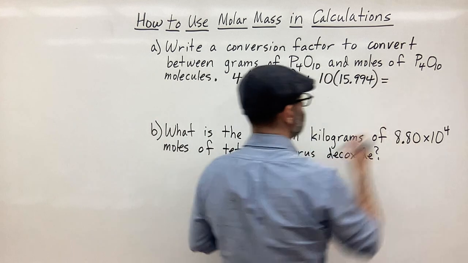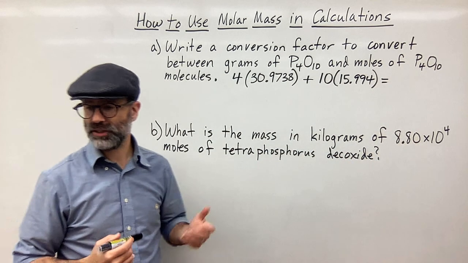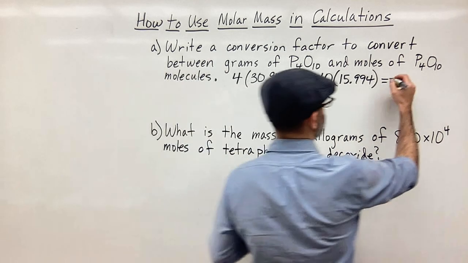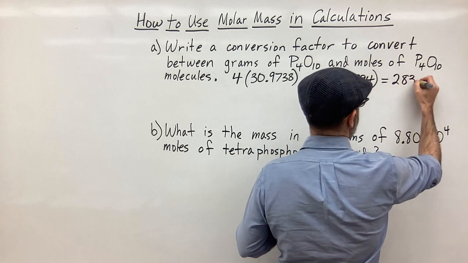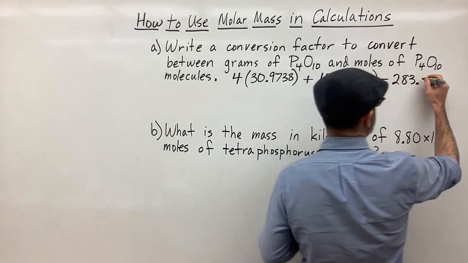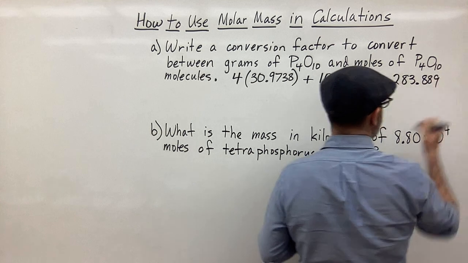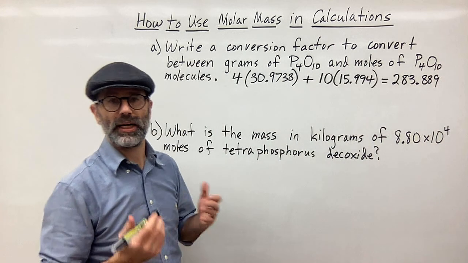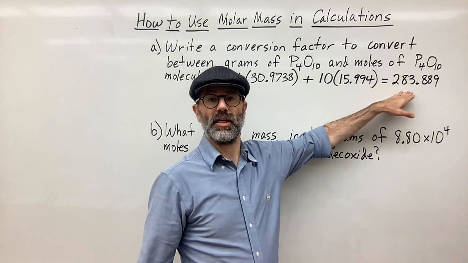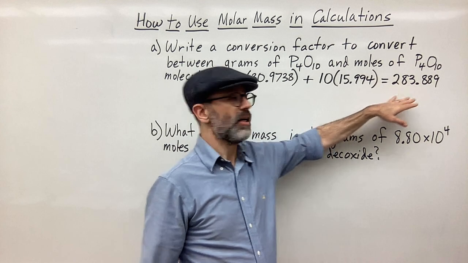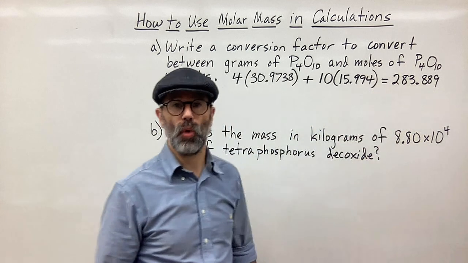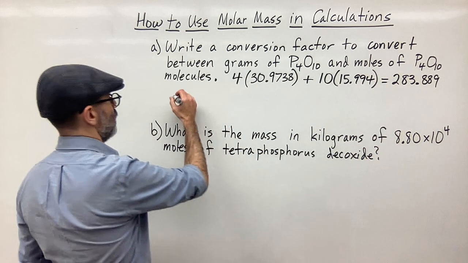And so when I multiply and add those together, I get 283.889. So that's the total molecular mass. And so now I have the molar mass of my P4O10. What this gives me is the number of grams that's equal to 1 mole. So I can write that as such.